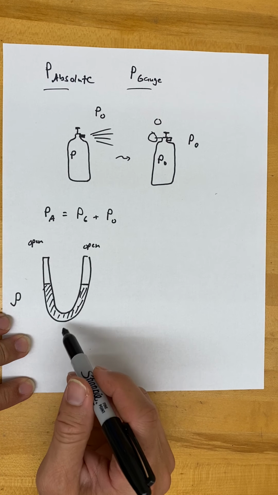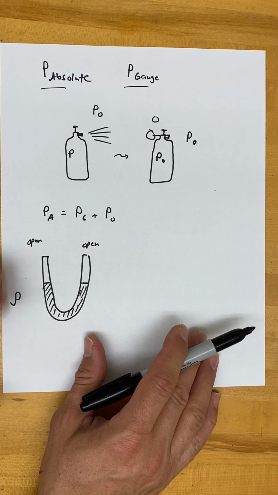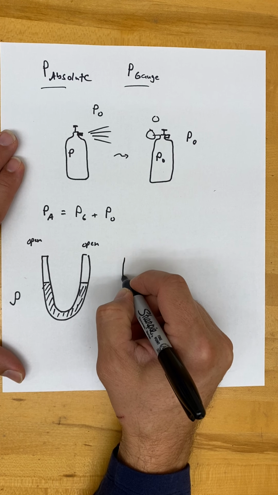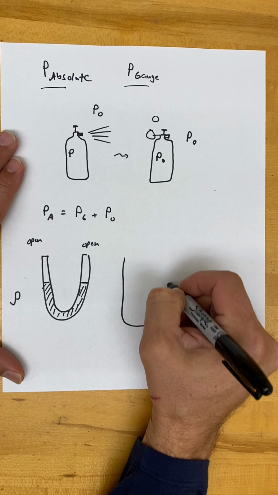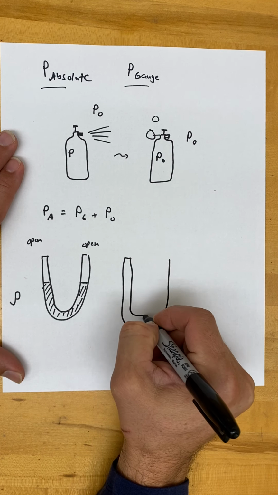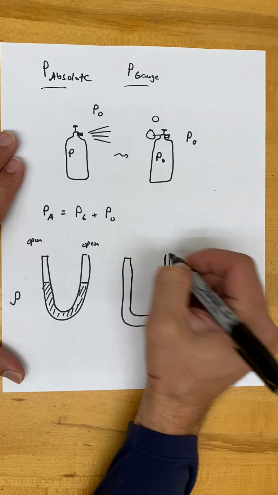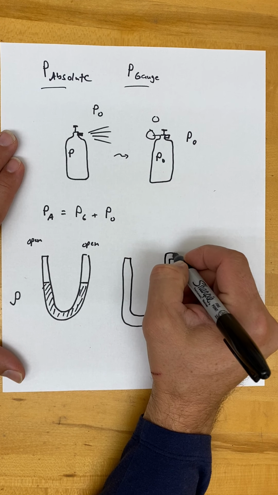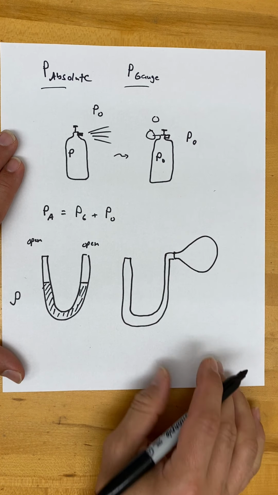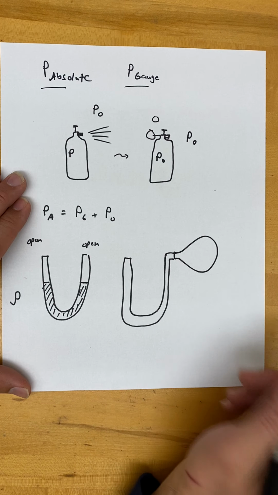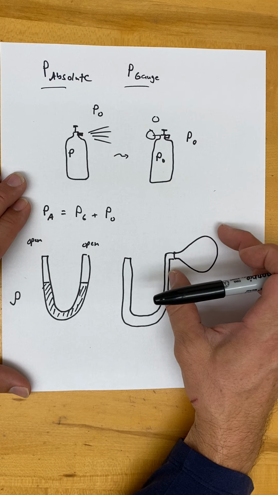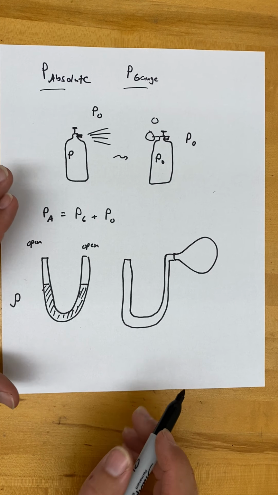So it seems like I haven't done a whole lot yet, and I haven't. But if I then take this system and I connect one side of it to some sort of system that is pressurized. Your book uses the example of a balloon, and that's good enough for me. We're all familiar with balloons and that they have pressure, right? We have to blow them up, and the rubber of the balloon squeezes that air and pressurizes it.